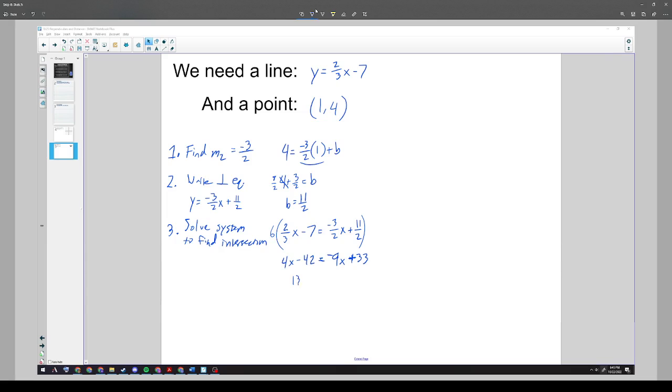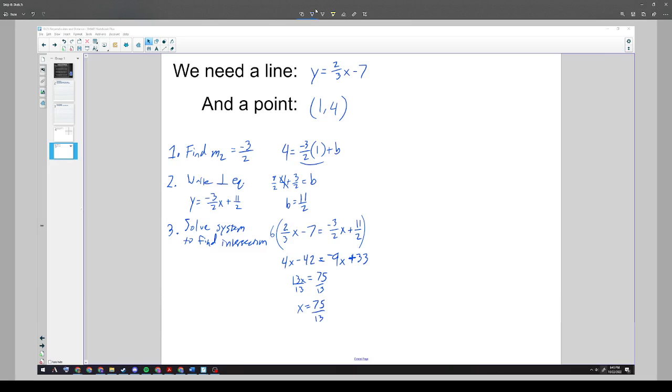So 13x, we bring the 9x over here, bring the 42 over here, equals 75. Oh, I thought for a second that was going to work out nicely. 65 would have worked out well. So we're going to divide by 13. And 13 doesn't go into 75, so x equals 75/13. Terrible number as promised, because I just made up completely random stuff here.